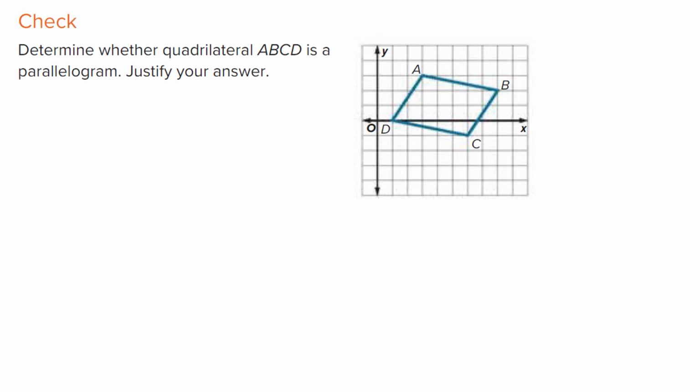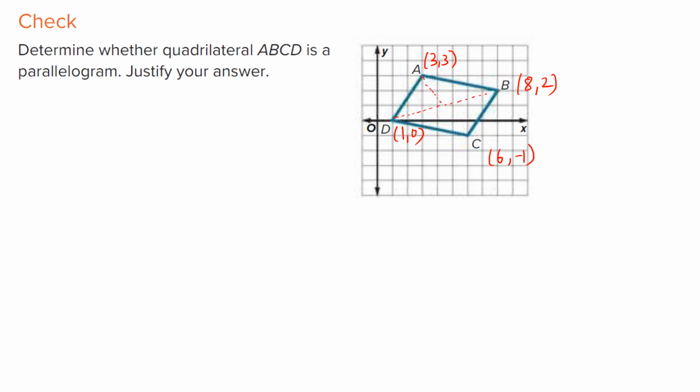Now let's do the check question together. For that we need the coordinates of A, B, C, D. A is 3, 3. B is 8, 2. C is 6, minus 1. And D is 1, 0. Now the diagonals are going to be roughly like this.